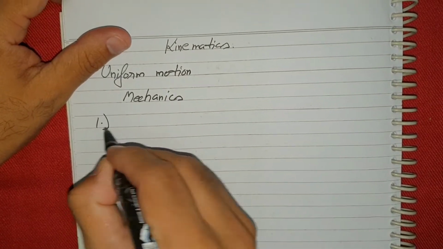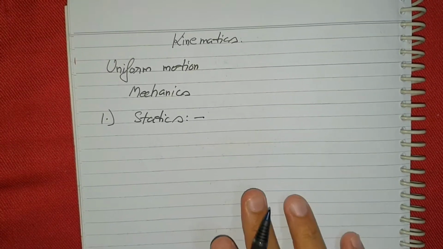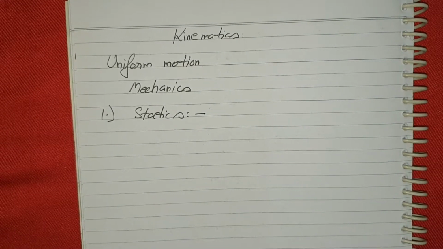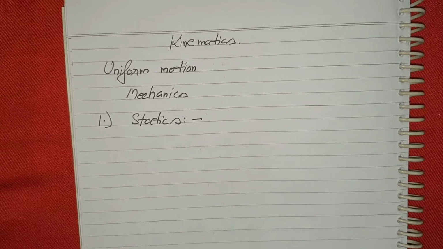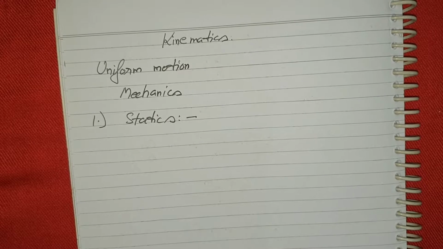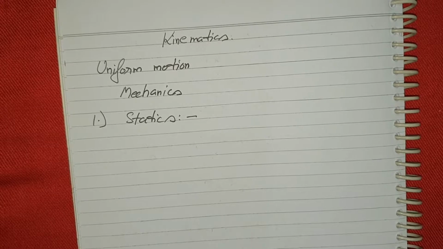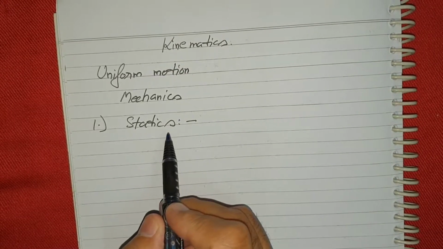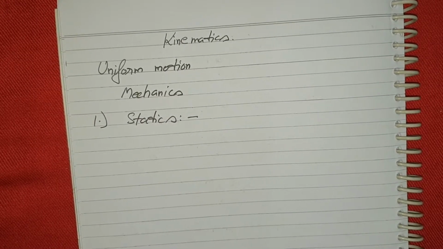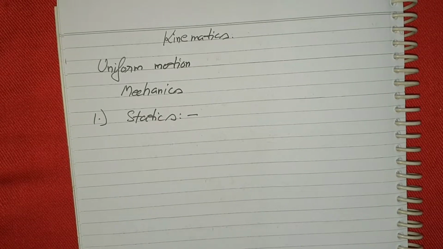So, first of all, statics. As the name suggests, statics means when the objects are at rest, meaning they are not moving. If an object is at rest, that doesn't mean there is no force acting on it. There are forces acting on it, but they are in equilibrium. That means they are cancelling out the effect of each other, and hence the total force on the object is 0. So, you can say statics is the branch of mechanics which deals with the study of motion of objects under the effect of forces which are in equilibrium.